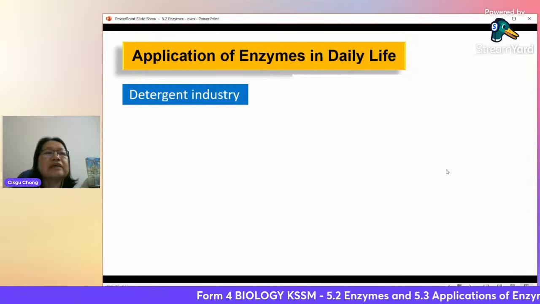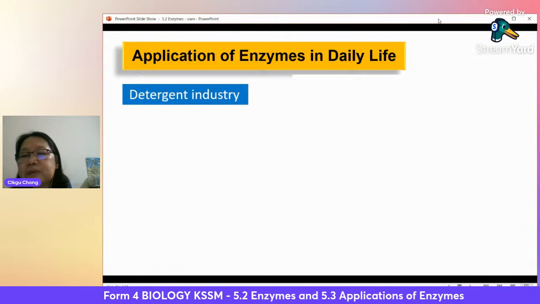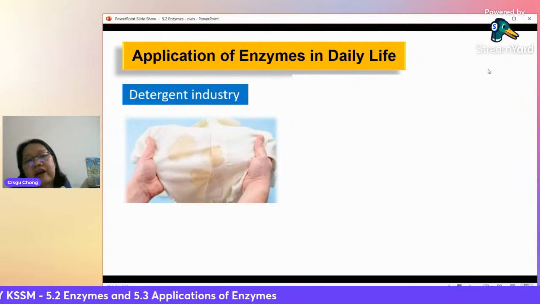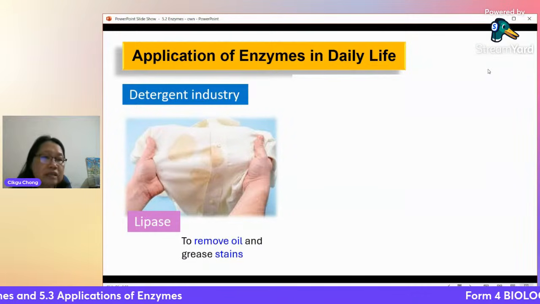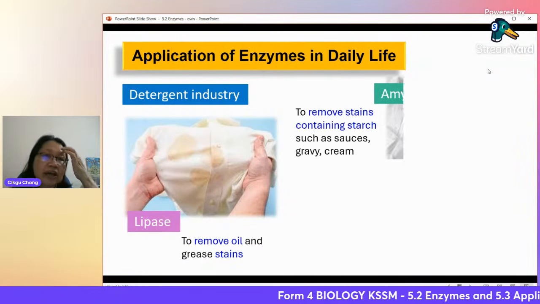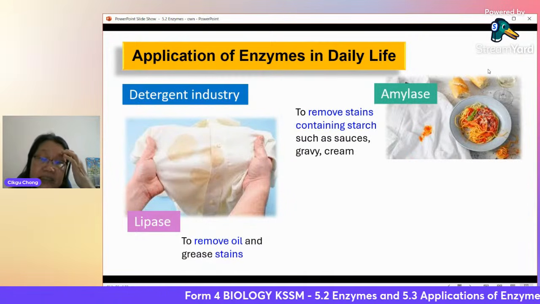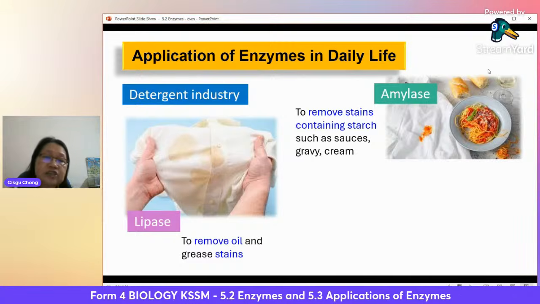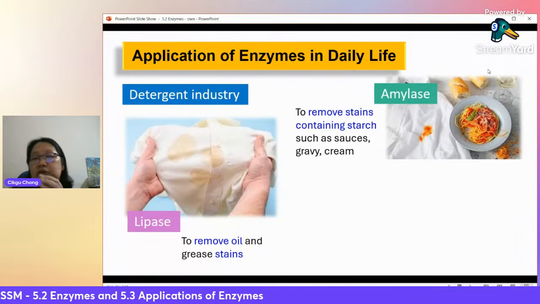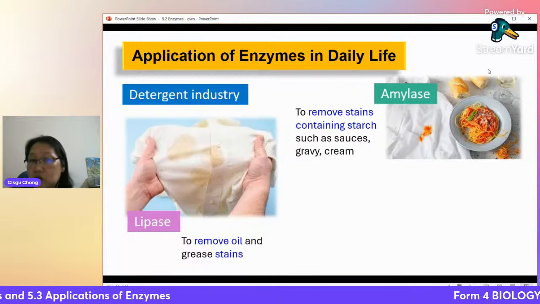Okay, next one. Detergent industry. Industry pembuatan sabun. Sabun, detergent, the soap powder. So you have this, oil stains, you need lipase. So lipase is incorporated to your detergent. Okay, and then you have also amylase. Amylase is to break down starch. Starch that is inside the sauces, the gravy and all that lah. Okay, so you break down the starch inside the sauce lah.